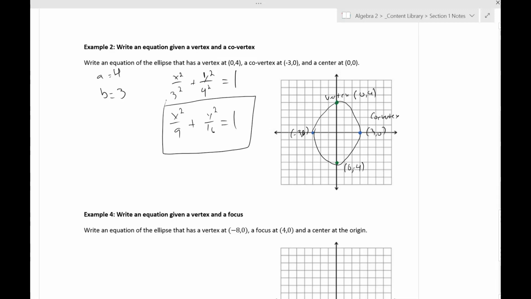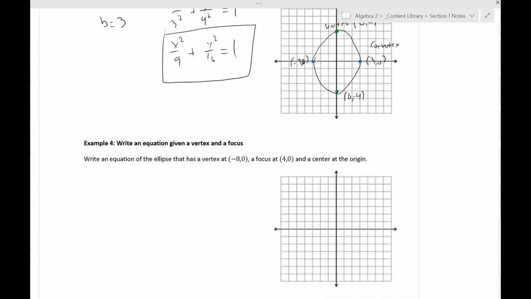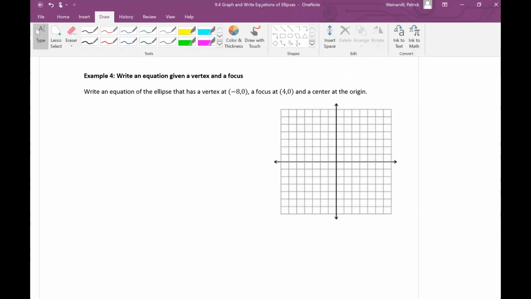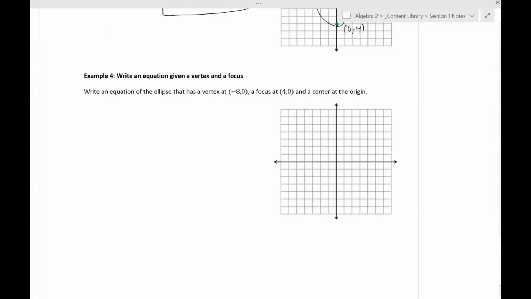We're jumping right from example 2 to example 4 here. So we want to write another equation, but we have different information. We want to write an equation of an ellipse that has a vertex at -8, 0 and a focus at 4, 0. Once again, it always helps to graph what's going on. We have a vertex at -8, 0, and I did vertices in green, so we'll stick to that. Going by 2s: 2, 4, 6, 8, right here. If it has a vertex at -8, we also know it has a vertex at +8.